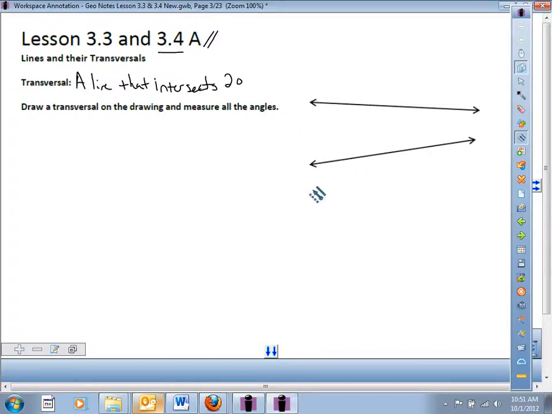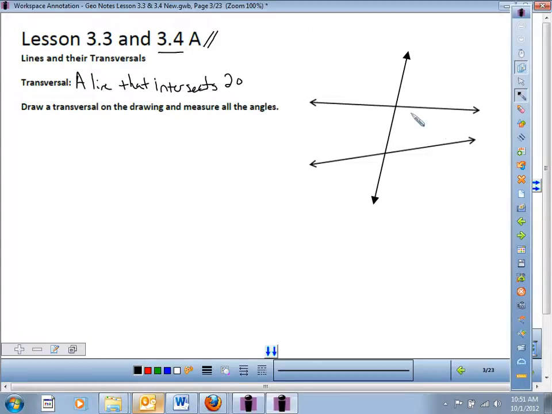Alright, so draw a transversal on the drawing to measure all the angles. So if we draw a transversal right here and we start measuring angles, what we would find is we'd measure this up here. Let's say this guy is 70 degrees. Now we can use our two angle relationships that we already know. If this would be 70, this guy over here would be 70 degrees. And then these two would be 110. That's using our vertical angles and our linear pair postulate. 180 minus 70 is 110, so we could do those calculations without even measuring those.